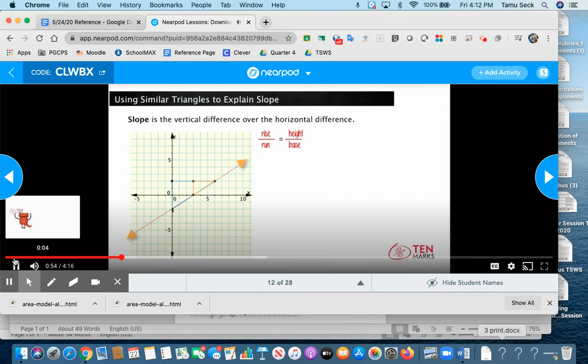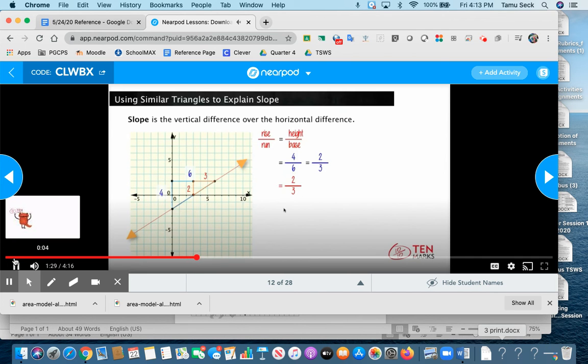So we know that this height is 1, 2, 3, 4 units, and the base is 6 units. So the ratio of the height to the base is 4/6, so the slope of the line is 2/3. To show that the slope is the same between any 2 points on the line, look at the second triangle. Now here, the height is 2 and the base is 3. So the slope again is still 2/3.